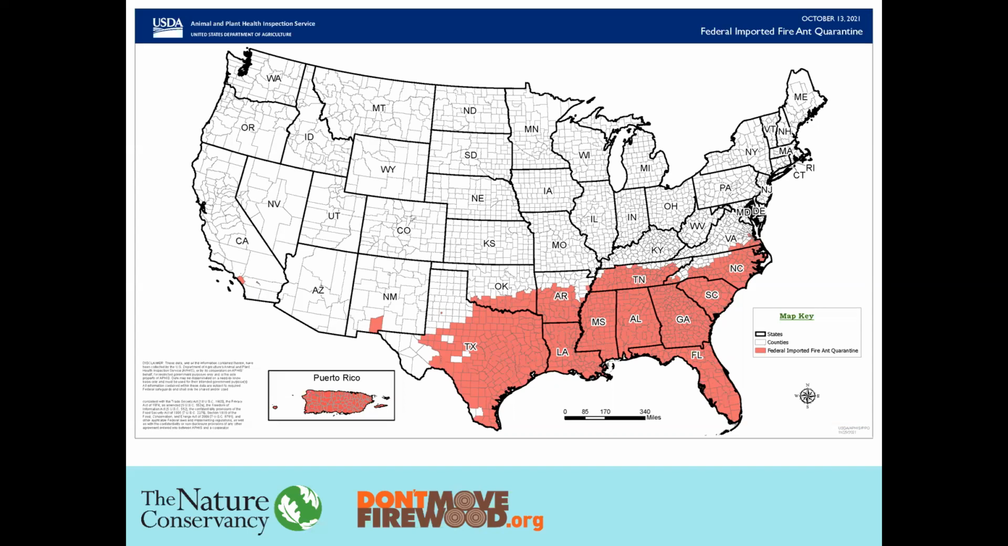And so all the firewood from all of these affected bright pink counties, as well as the islands of Puerto Rico, is under the imported fire ant federal quarantine, and a reasonable reading of that quarantine includes any firewood that moves out of those regions.